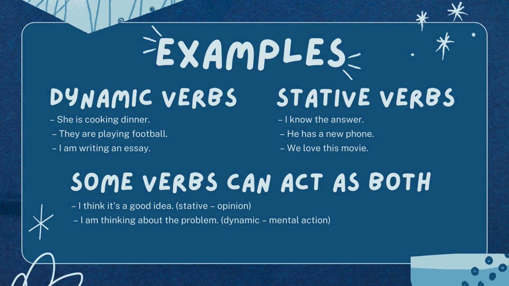First, here are some dynamic verb examples. She's cooking dinner. They are playing football. I am reading an essay. These all describe actions that are happening right now. Now, here are some static verb examples. I know the answer. He has a new phone. We love this movie. These sentences talk about states, things that are true but not actively happening.